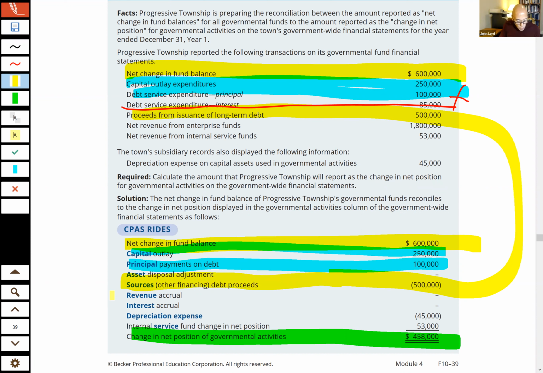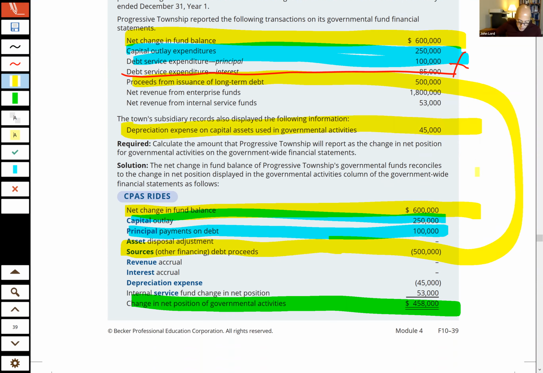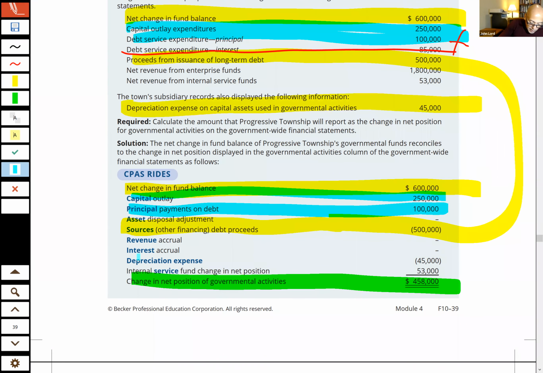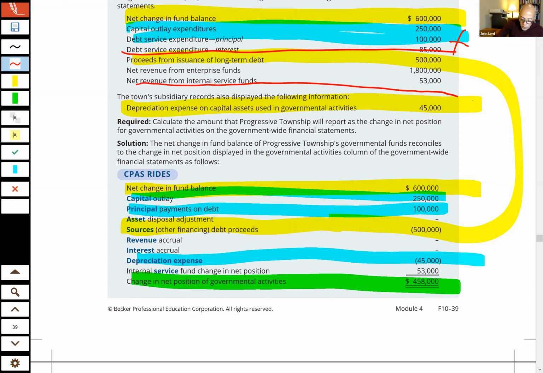Okay, good. Then you come over, don't forget your depreciation expense. You would not take depreciation expense at the fund level. You would take it at the government-wide level, right? So we have to subtract out the depreciation. And then they bring in the net income. They're calling it net revenue, whatever. You bring in the net income of the internal service fund. Because the internal service fund is treated as a proprietary fund at the fund level, it wouldn't be included with those governmental funds' changes in fund balance, but we would want to include it in the change in net position under governmental activities at the government-wide level because we put the internal service fund there.